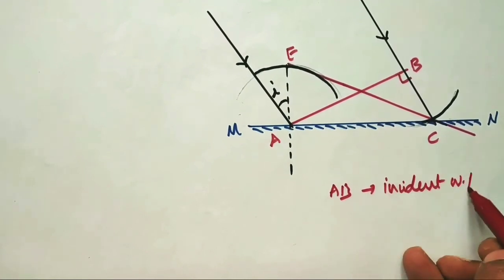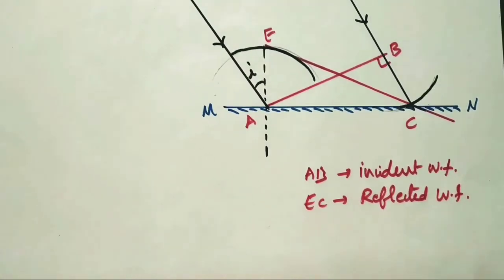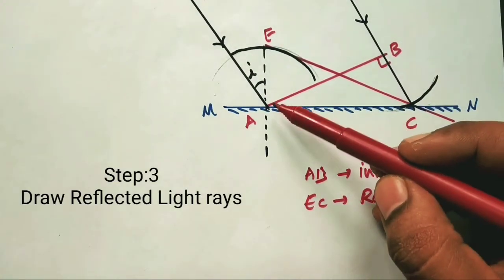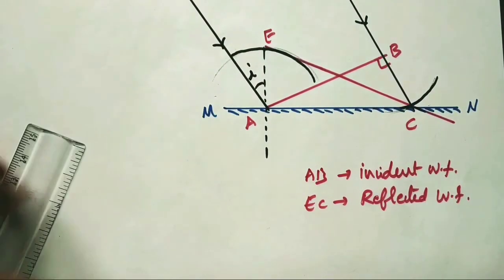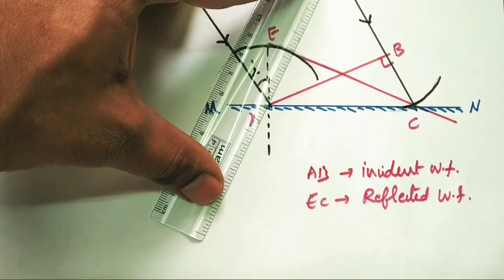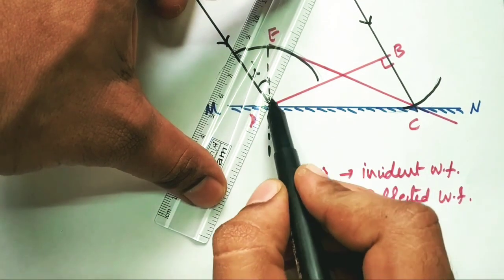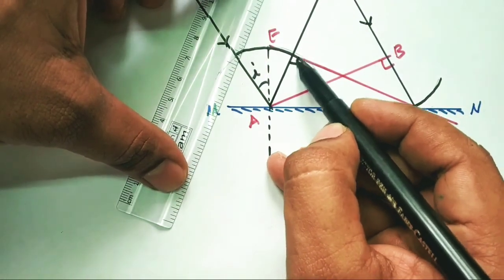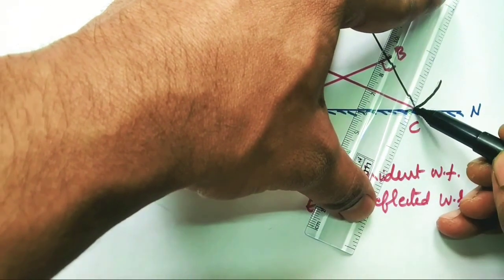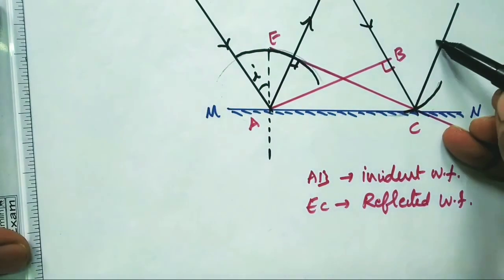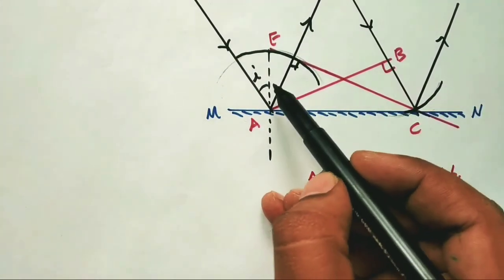Now AB is the incident wavefront, whereas EC is the reflected wavefront. Our next step is to draw the reflected light rays. How do we draw reflected light rays? Very simple, draw the perpendicular line to the wavefront. It serves as the reflected light ray. Now I am drawing a perpendicular line to the wavefront EC. So this serves as a reflected light ray. In the same way, from the other side also, if we draw the perpendicular line, these two rays will serve as reflected light rays. So these two are reflected light rays.